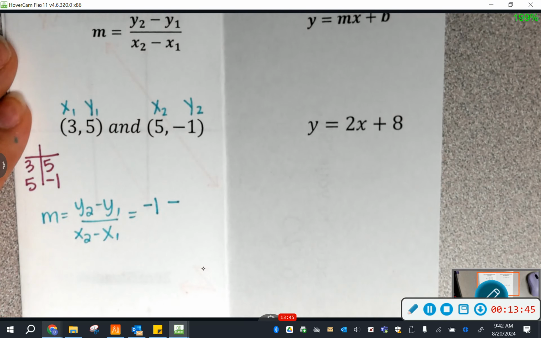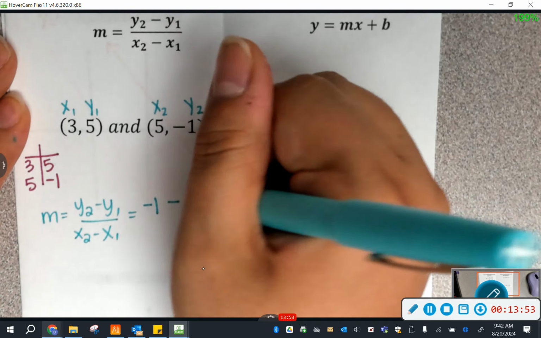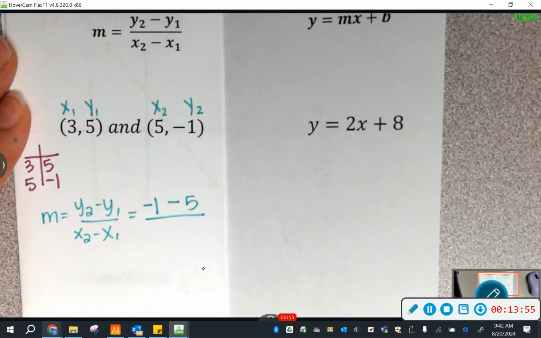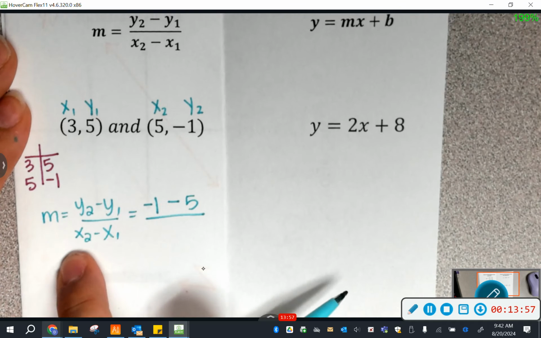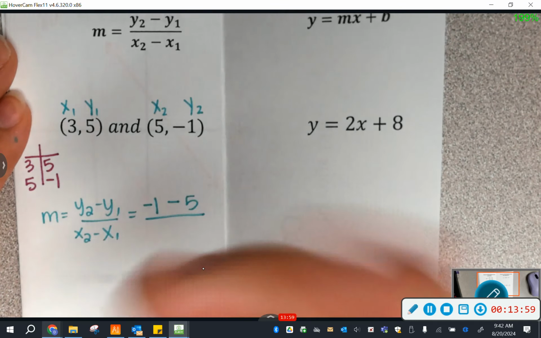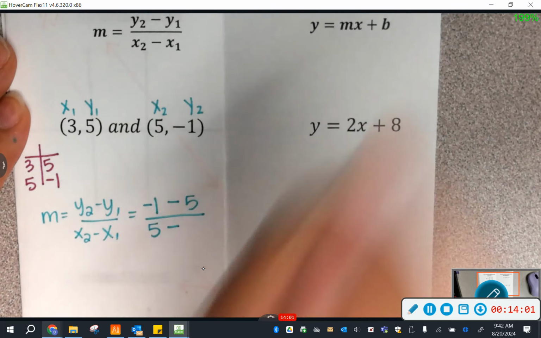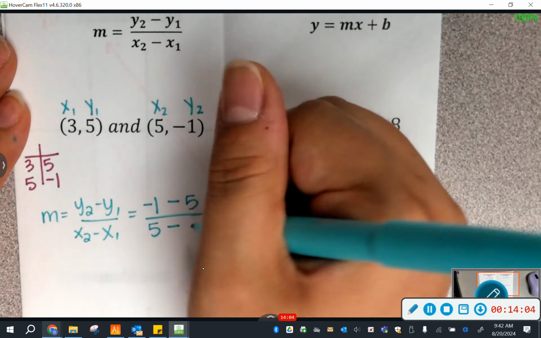Minus, what's my x2? Sorry, I said that wrong. What's my x1 or y1? 5. Thank you. X2 just happens to be the same thing. What is my x2? 5. Minus, what's my x1? 3.